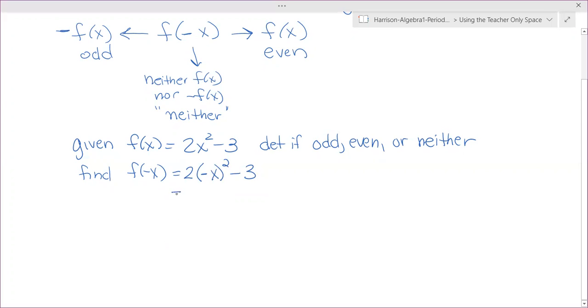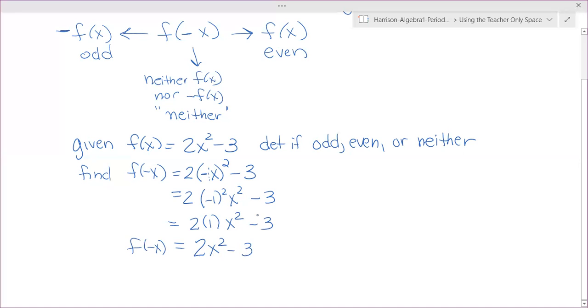And now when we evaluate this, recognize this is a -1 here. So we have to square the -1 and the x. So that means we have -1 squared and x squared, and then minus 3. Well, -1 squared is 1. So we have 2 times +1 times x squared. So finally, I get 2 times x squared minus 3. So f of -x, excuse me, equals 2x squared minus 3.